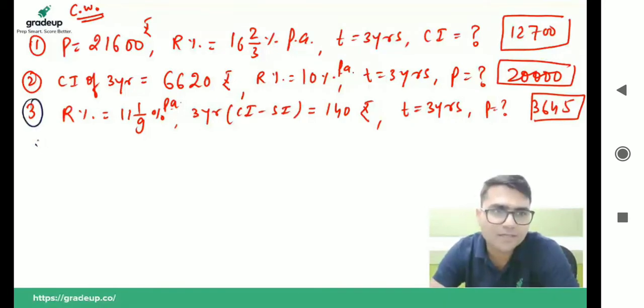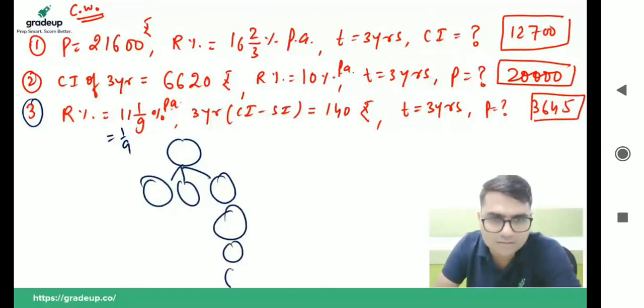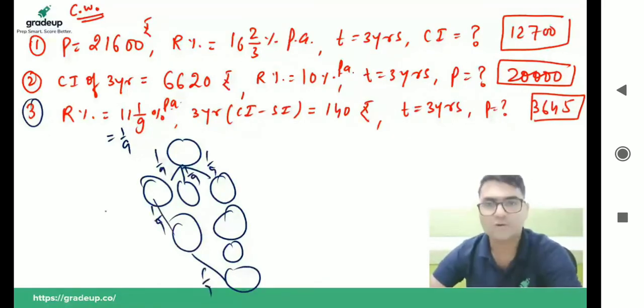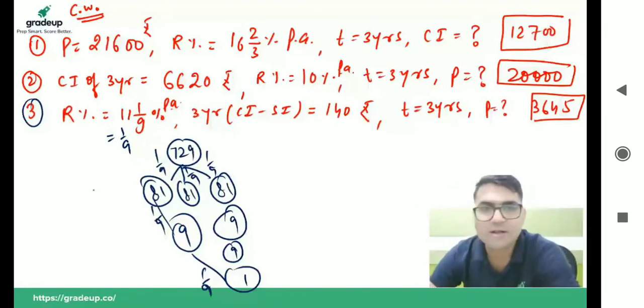Okay, Rajesh, this can be written as 1 by 9. So first, the 3 year format is this. Okay, this is 1 by 9, 1 by 9, 1 by 9, 1 by 9, 1 by 9 here. Okay, now, this is 1 by 9, so this should be 9, 1, 9, 9. This should be 81, 81, 81, this should be 729. Alright, now, the 3 years CI minus SI difference is what? 140.